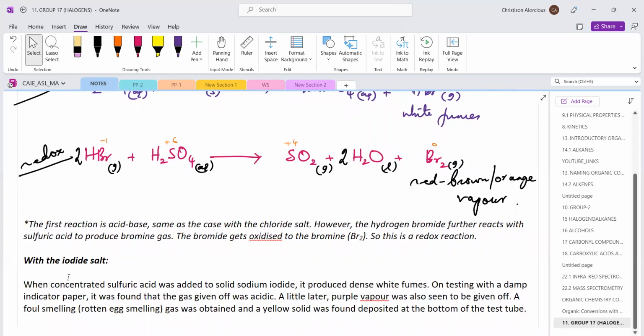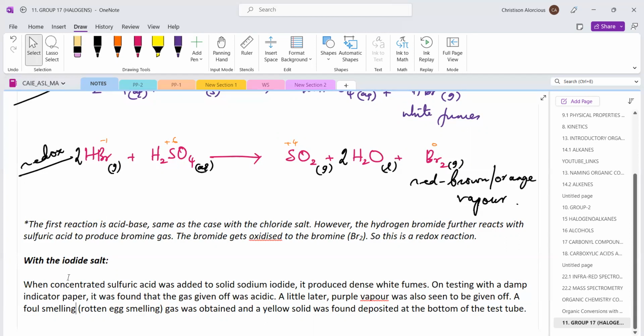you basically have a bunch of observations to make. First, initially, you will have dense white fumes. Obviously, that is because of the hydrogen iodide produced, but then a little later, you'll see purple vapors. You will also get the foul, stinking smell, what is called a rotten egg smell, of a foul gas. After everything is done and you look at the bottom of the test tube, you'll find that there's a yellow solid deposited.